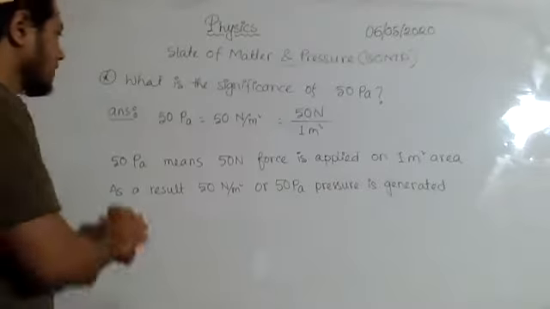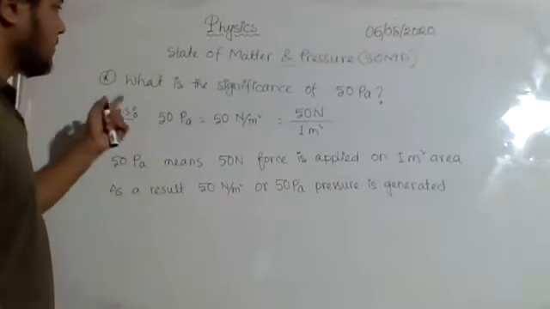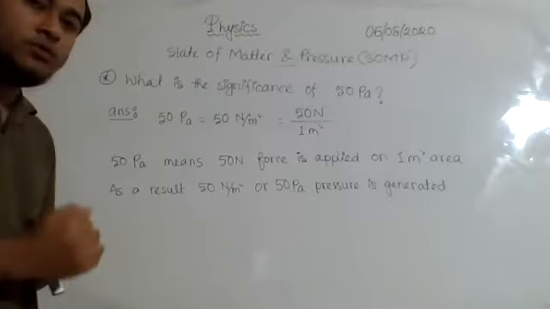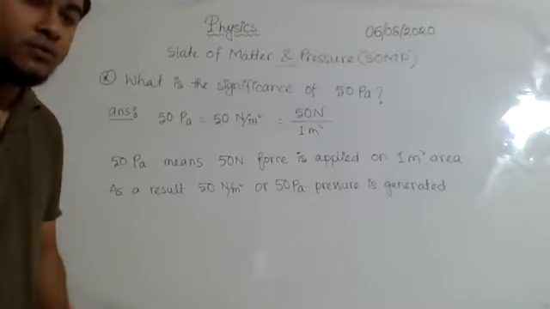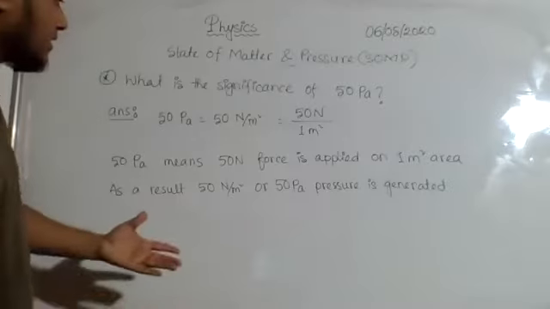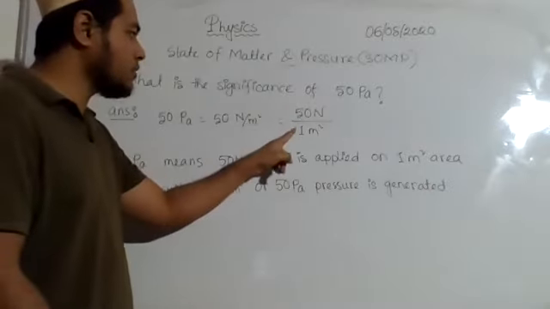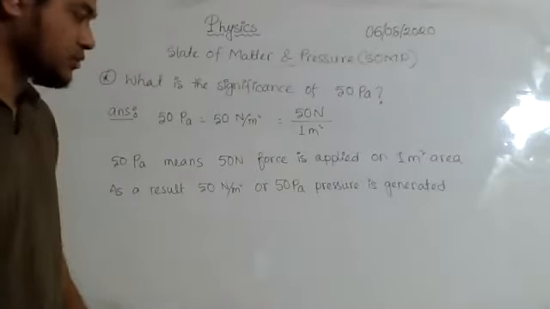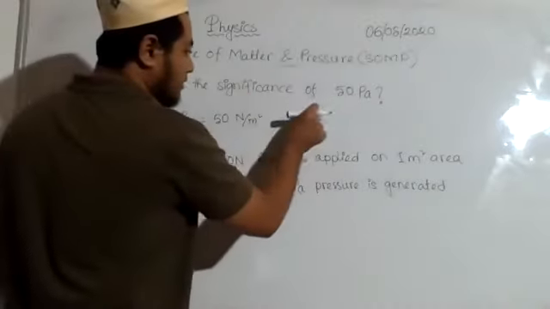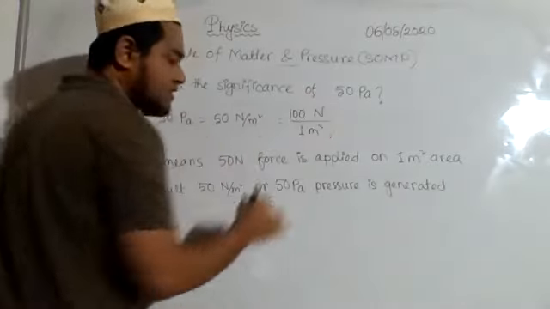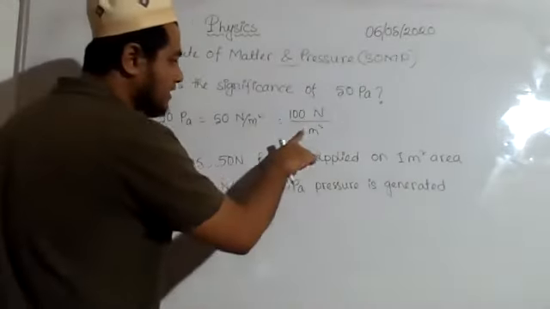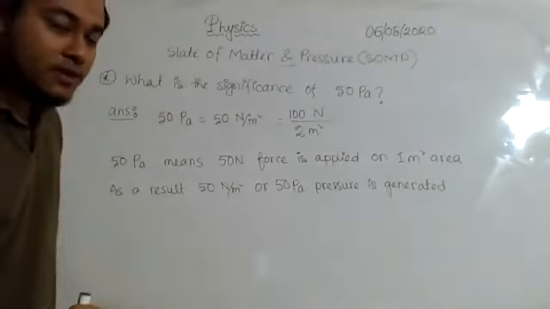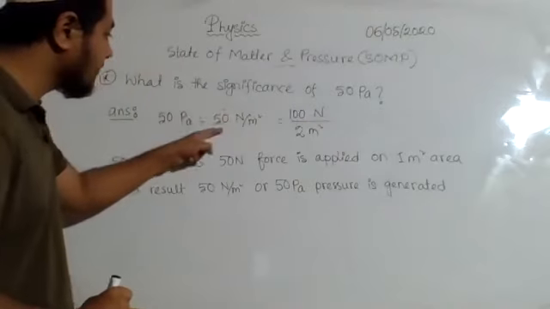Okay. Acha, any doubt in this one? What is the significance of 50 Pascal? Now actually some of you might try to write it in a different way with a different number. You might say, sir, why do I have to take 50 Newton, and why do I have to take 1 meter square? I can take 100 Newton. Yes, you can take 100 Newton, but in that case, you have to change the area to 2 meter square. Why? Because you have to get 50, right?